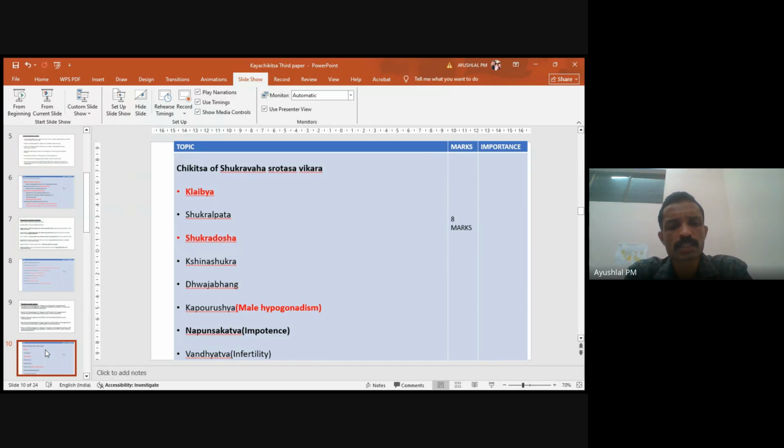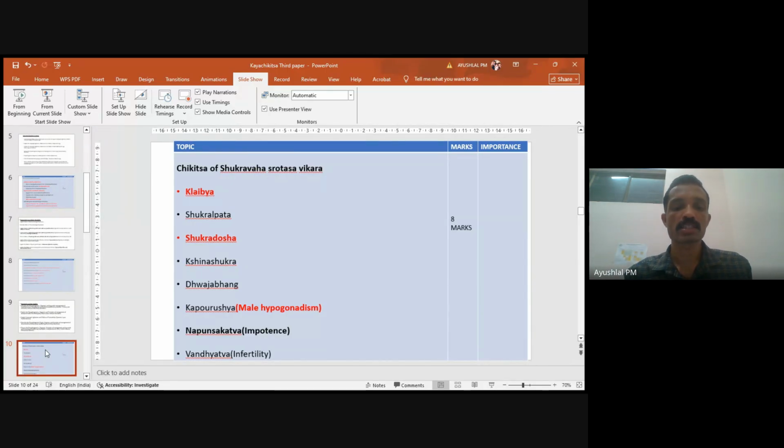And for male hypogonadism, you should know what hypogonadism is: different testicular pathology or testicular failures. You should know how hypogonadism can happen and what hormonal pathologies happen in male hypogonadism at the testosterone level. So that is another point. Mainly you can focus on Klaibya, Shukradosha, and male hypogonadism.